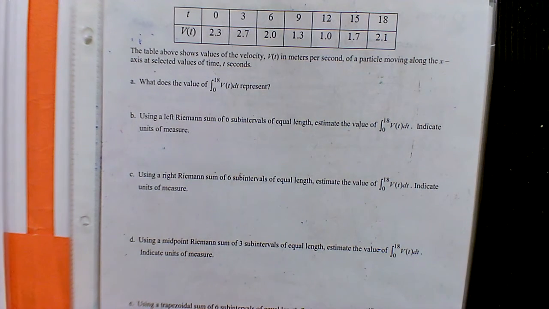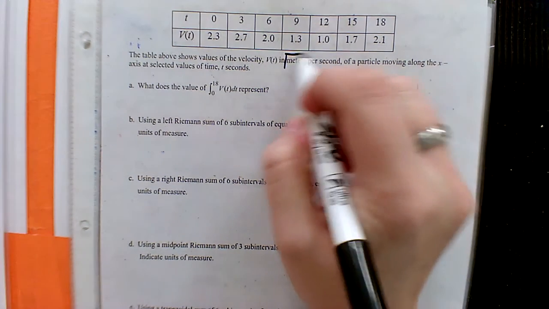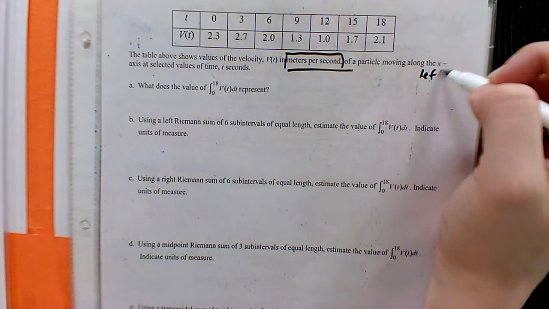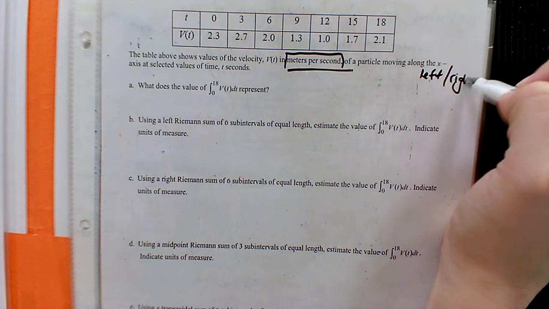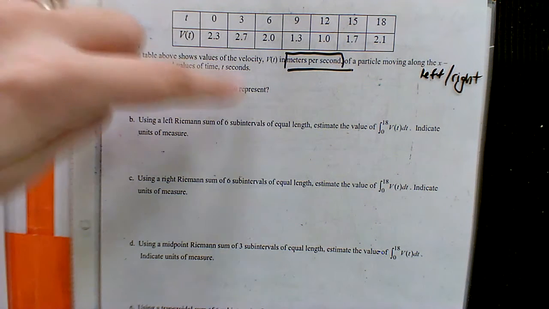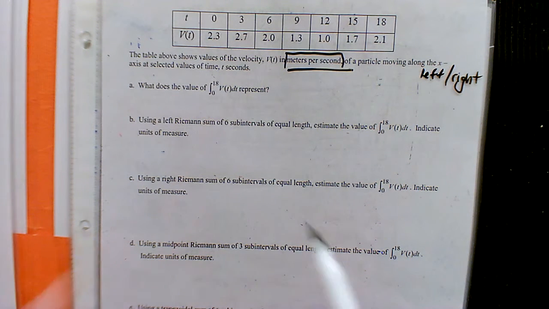All right, so the table above shows values for velocity in meters per second. We'll take note of those units. And the particle is moving along the x-axis, meaning left and right. Let's see, what does the value of the integral from 0 to 18 of v of t represent? So if we were to actually calculate this, get a number, what would that number mean? Go ahead, Daniel. Distance after 18 seconds.